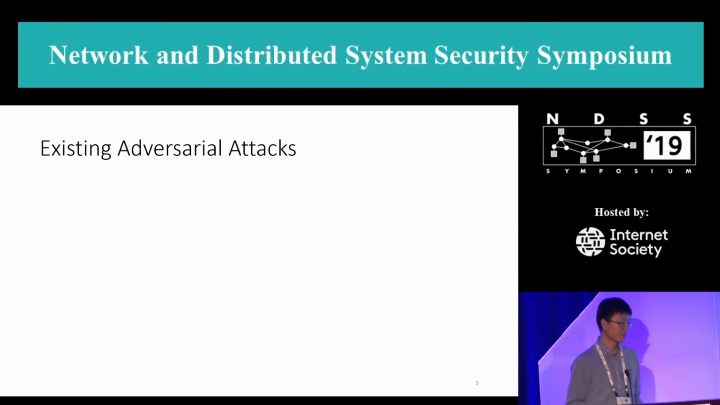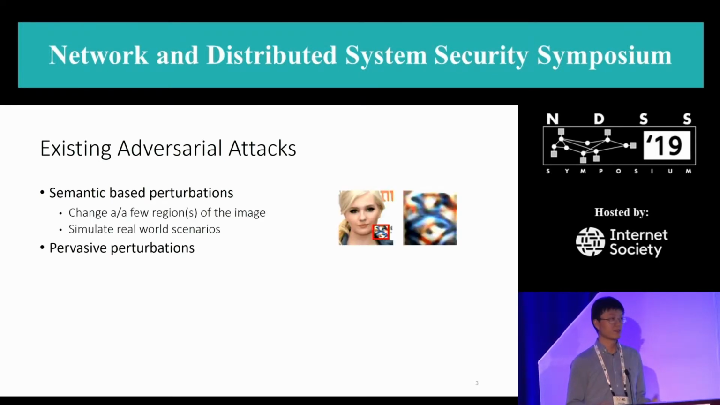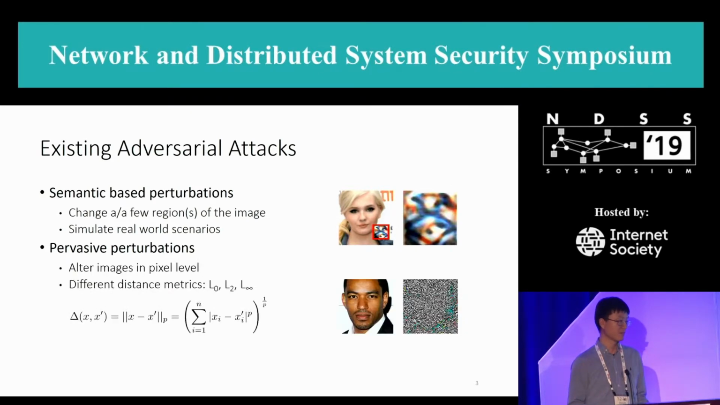There are many existing adversarial attacks. We roughly classify them into two categories. The first is semantic-based perturbations, and the second is pervasive perturbations. The first category mainly modifies a region or some regions of the whole image to simulate real-world scenarios, such as watermarks in the image. The other category can alter the image at the pixel level. Usually they measure the perturbation by different distance metrics, usually the Lp norm, such as L0, L2, or L infinity.